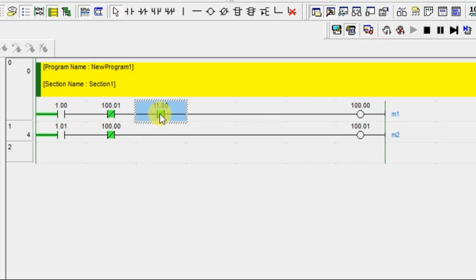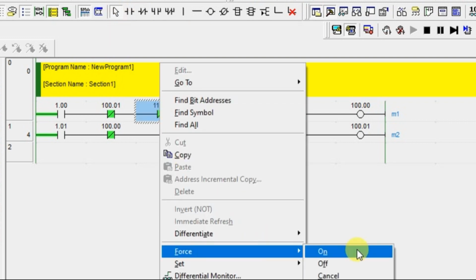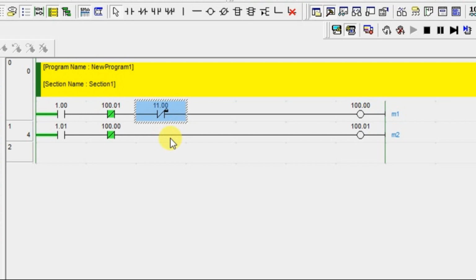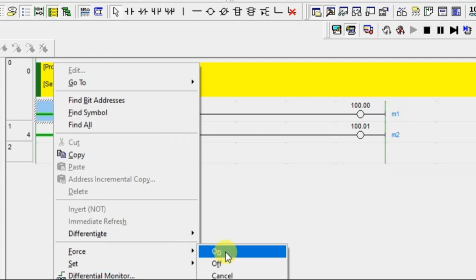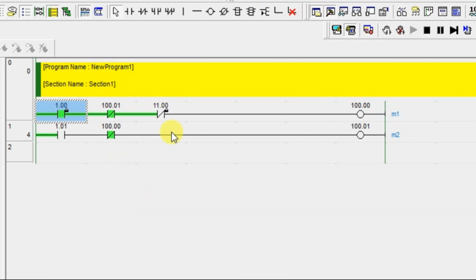See, someone is using this 11.00. Let's take that this is one of the alarm conditions. The alarm is there, and in that condition someone is trying to turn on motor 1. They turn on the switch, but since the alarm is there, it is not allowing the motor to be in on condition. So this is interlocking.